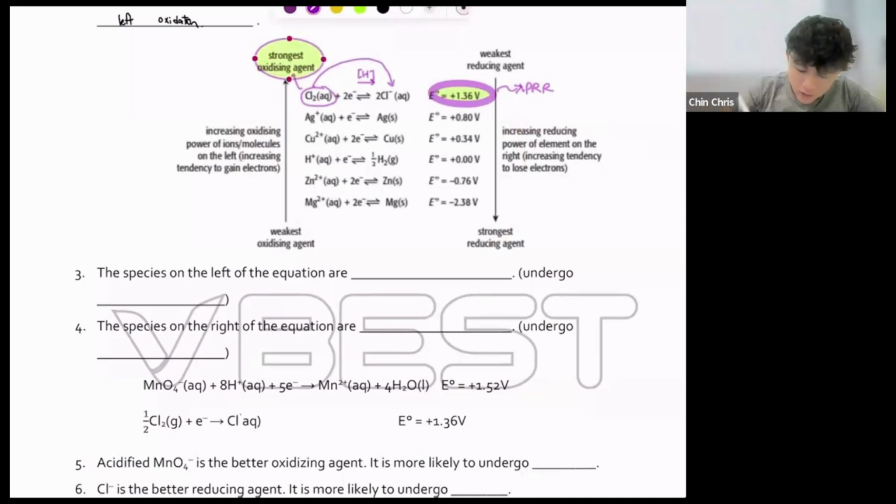All right, guys, what about the negative value here? Negative value indicate that the direction always go to the left, always undergo oxidation instead, correct? Which means Mg turns into Mg2 plus by undergoing oxidation. So they are the strong reducing agent. Get me?